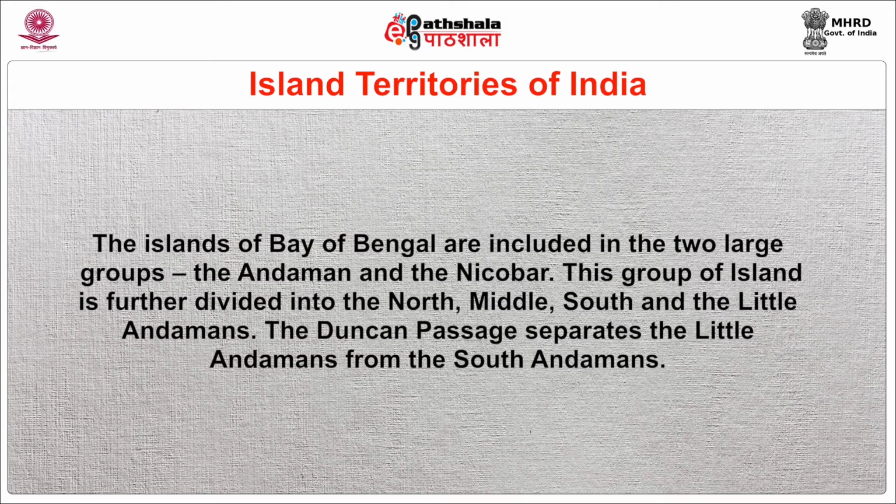The islands of the Bay of Bengal are included in two large groups, the Andaman and Nicobar. The Andaman group of islands is further divided into North, Middle, South and the Little Andamans. The Duncan Passage separates the Little Andamans from the South Andamans. The Little Andaman region lies to the south of the Duncan Passage. Most of the islands in the Andaman group are formed largely by sandstone, limestone and shale rocks. There are two volcanic islands also. Their names are Narcondam Island and Barren Island.